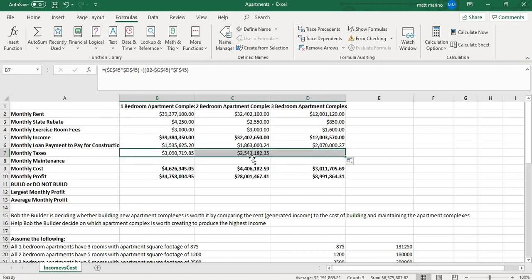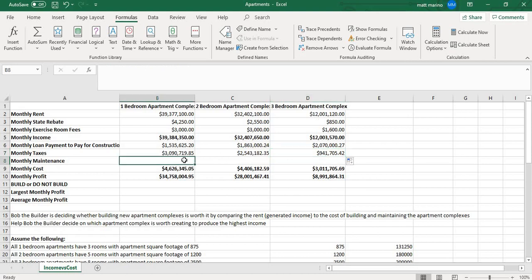We drag our formula over, and now we need to edit our formulas. We go through, we notice that there's only one piece we need to edit here, but do we need to edit it? No. We have our monthly rent in C2. This formula is correct. And the same for our 3-bedroom.